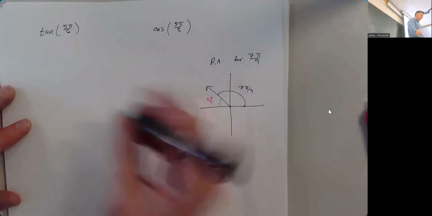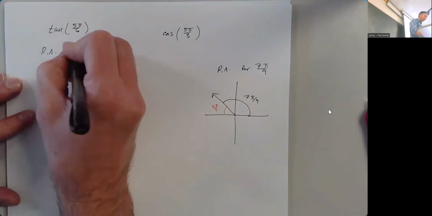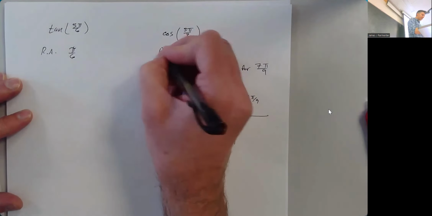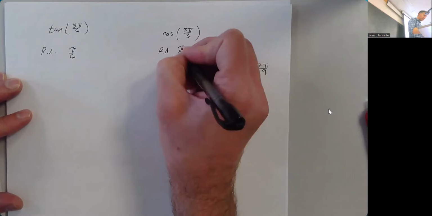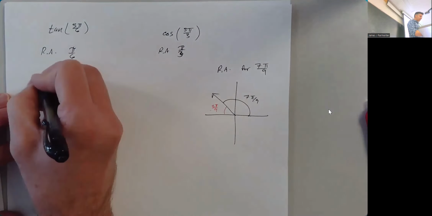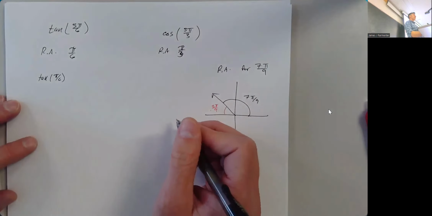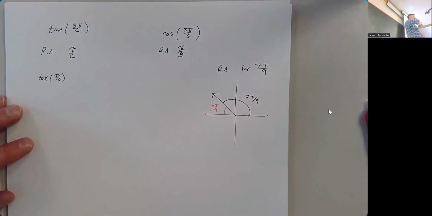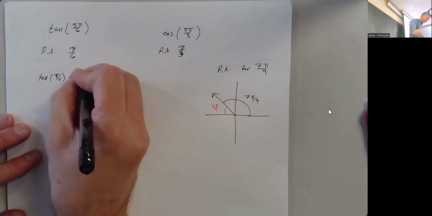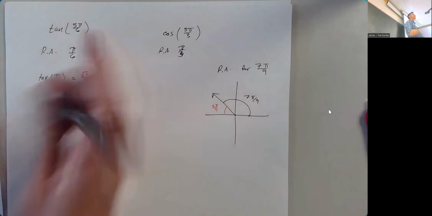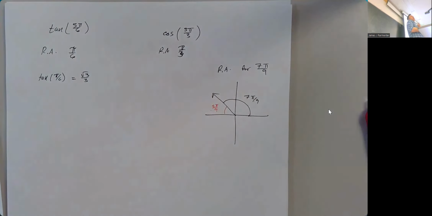You can say, okay, the reference angle here is pi over 6. The reference angle here is pi over 3. I know the tangent of pi over 6. Do I know what tangent of pi over 6 is? I know it's either root 3 or root 3 over 3. I know that pi over 6 is smaller than 45 degrees. So it's where y is smaller than x, and tangent is y over x, so it's going to be smaller than 1. So it's going to be root 3 over 3. You don't have to do it the way I do it, but you have to figure out a way for your own self to know how to find the trig functions.